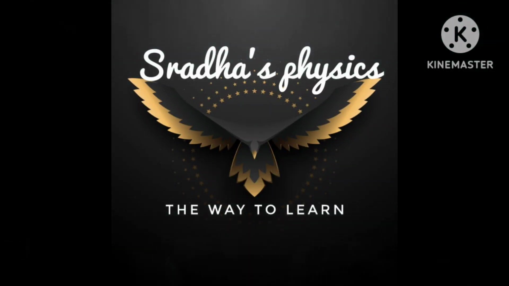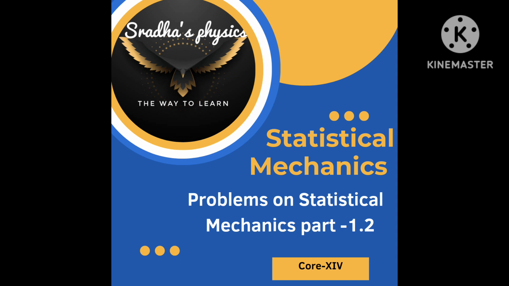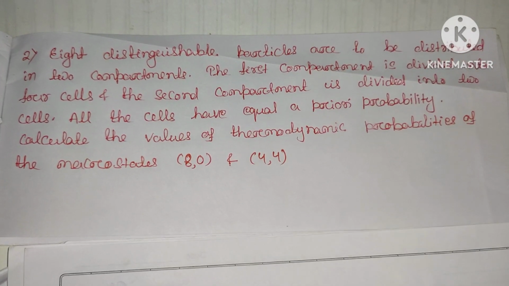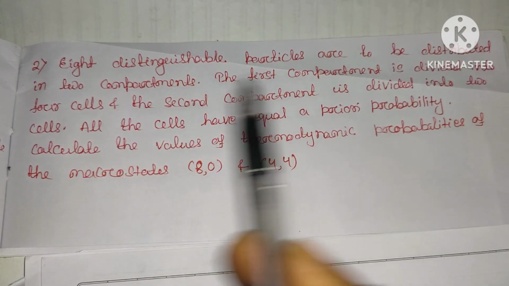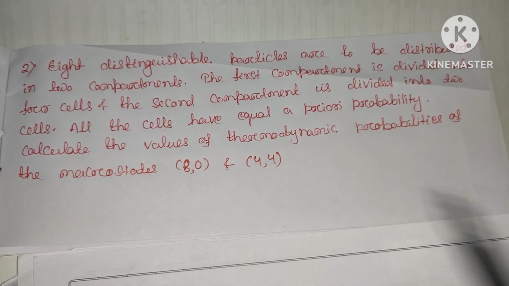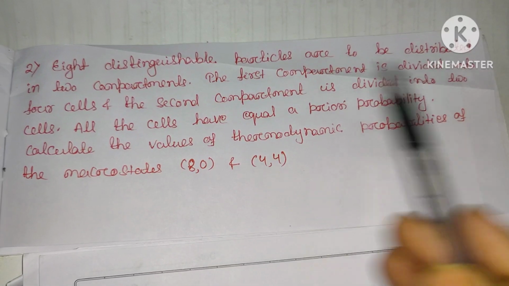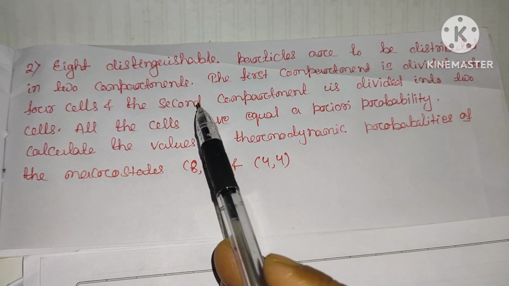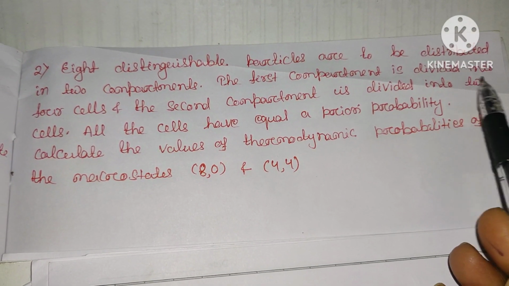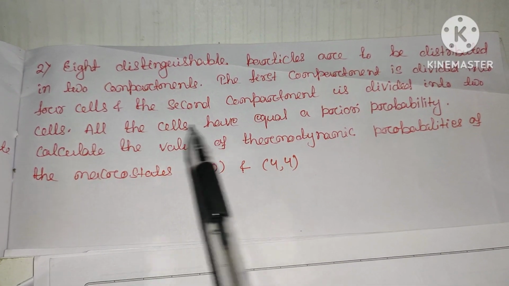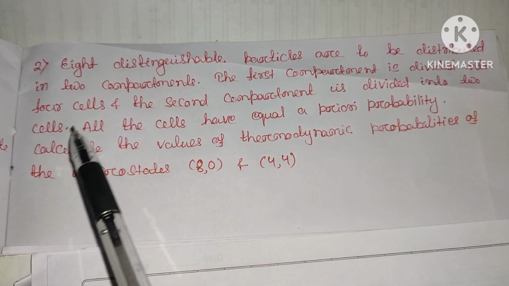This video is based on statistical mechanics as per the CBCS syllabus. We will see some more problems on probability. The question says 8 distinguishable particles are to be distributed in 2 compartments. The first compartment is divided into 4 cells and the second compartment is divided into 2 cells.